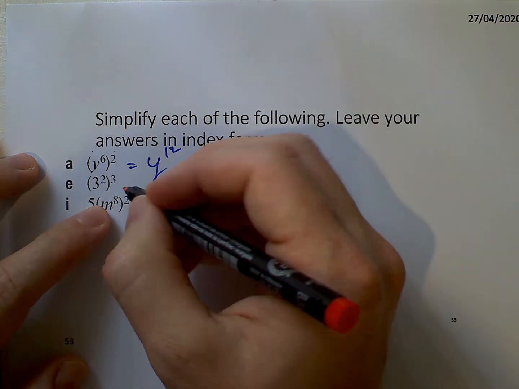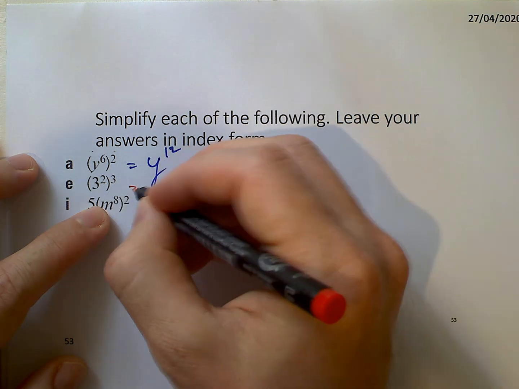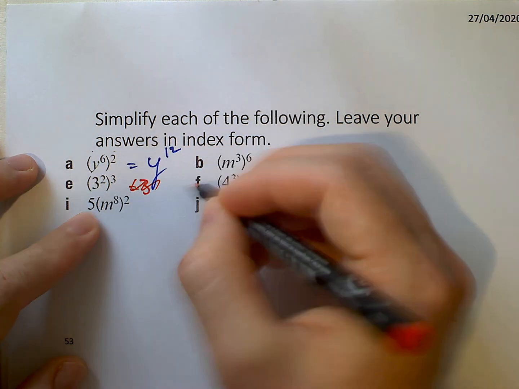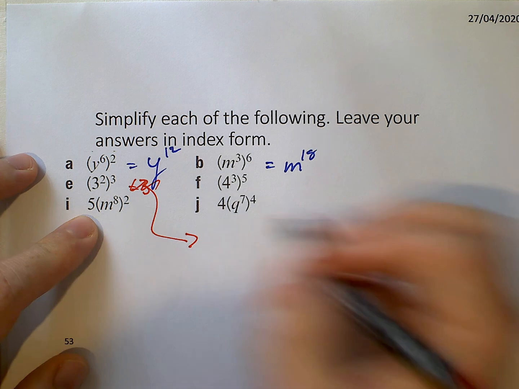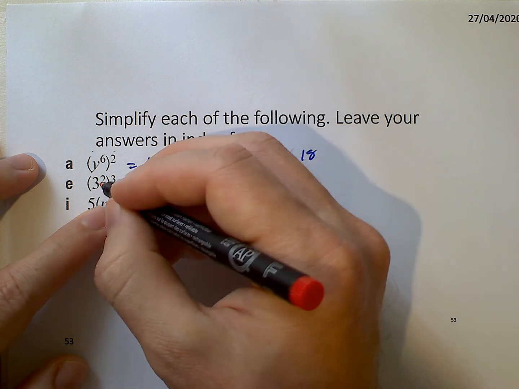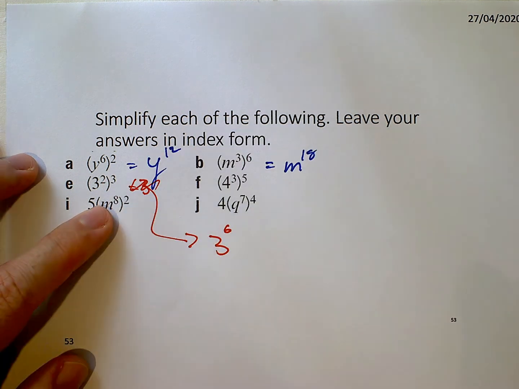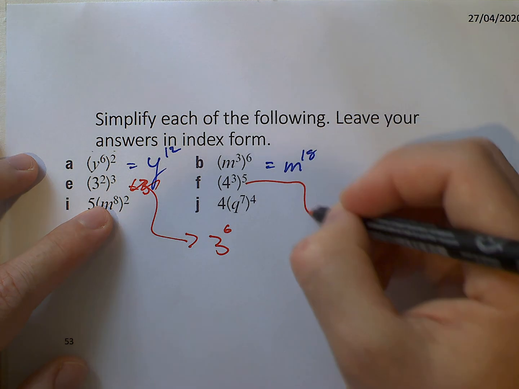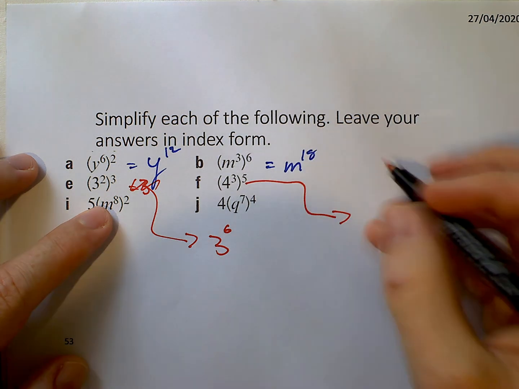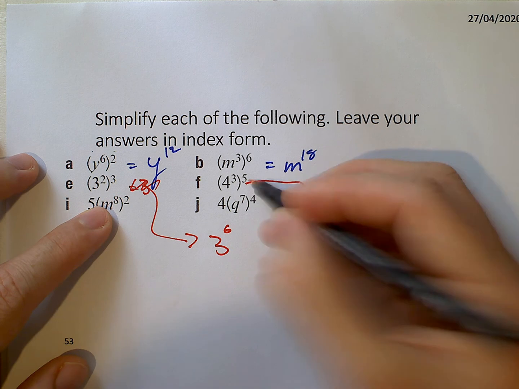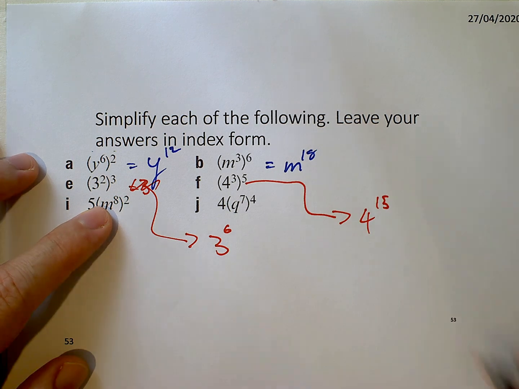3 is going to be our base. Let's write that just down here. We're running out of room. 3 is our base, and we have 2 times 3, well that's 6. This is going to be 4, which is our base, 3 times 5, to the power of 15.